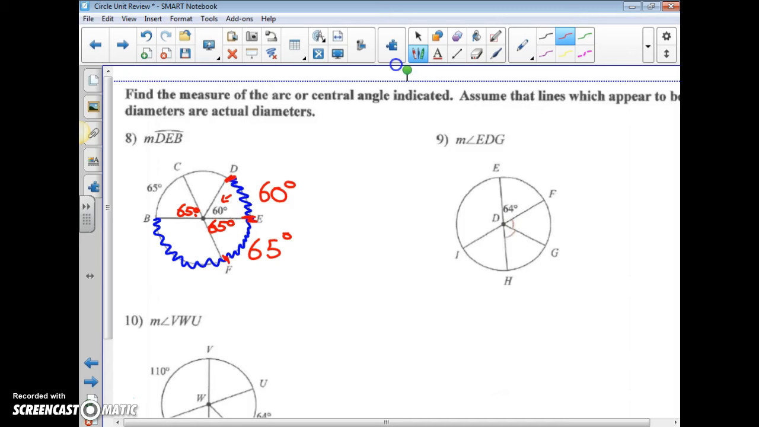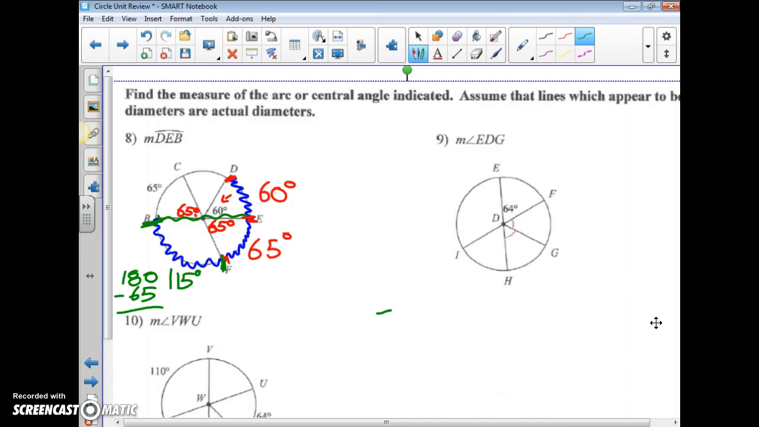The last part I need can be looked at a couple of different ways. The way I notice it is the fact that I've got a semicircle. So to find out B to F, I would do 180 minus 65. If you do that, you're going to get 115 degrees. That's from B to F.